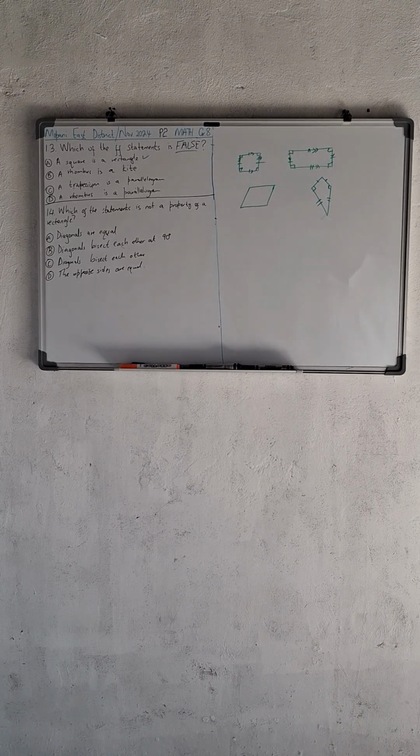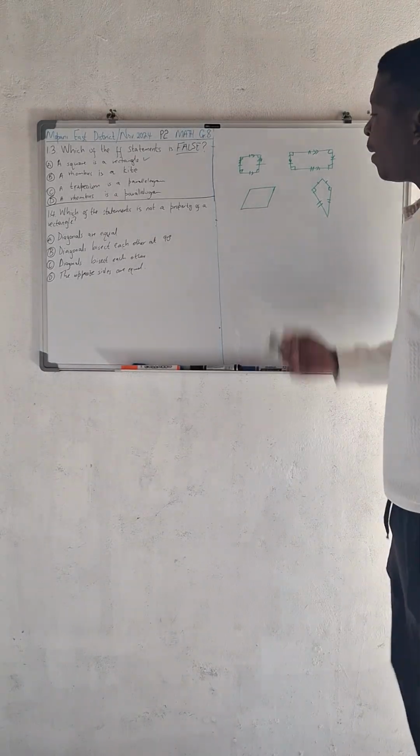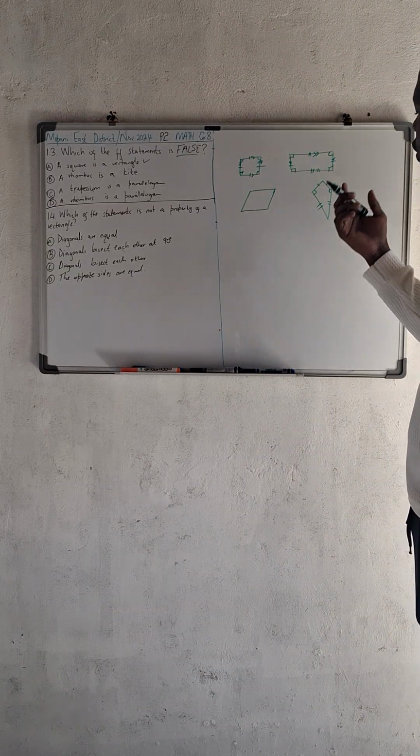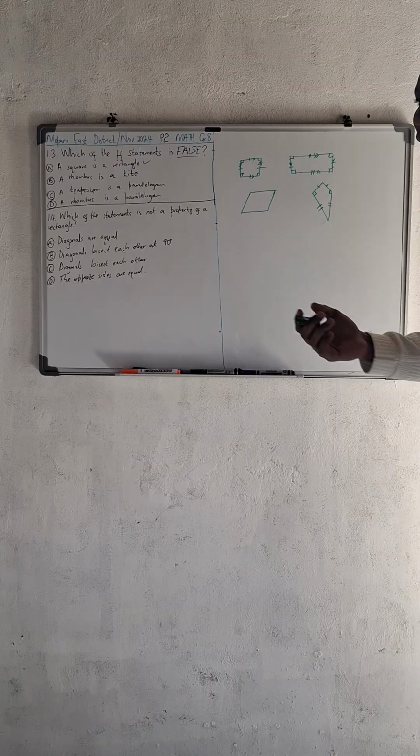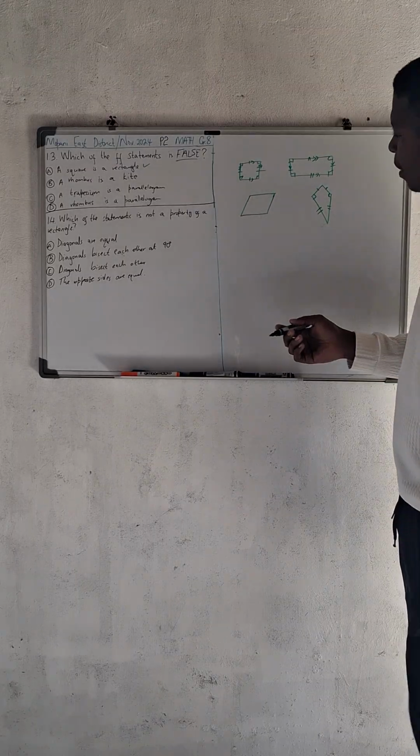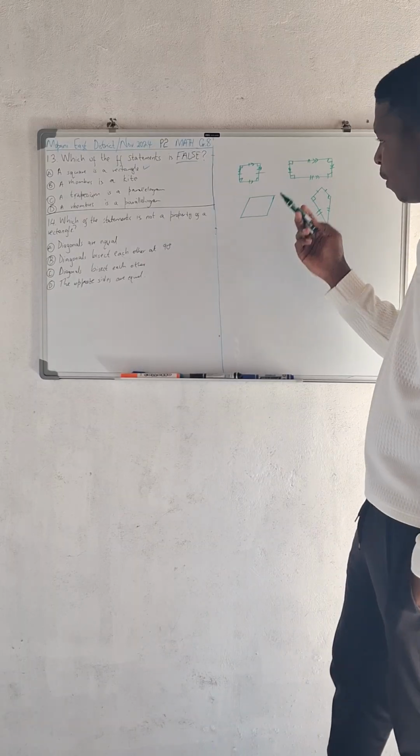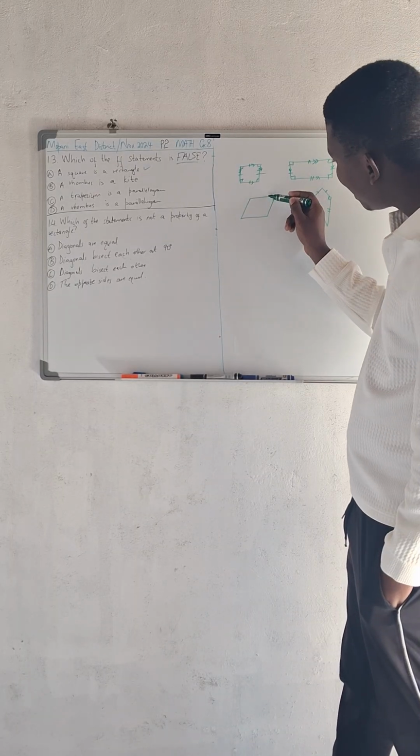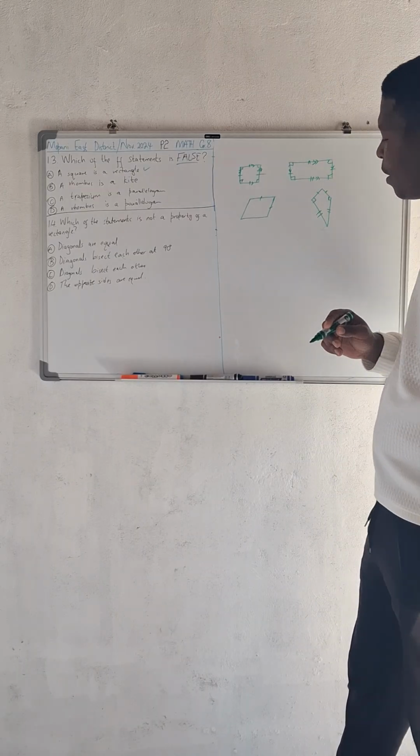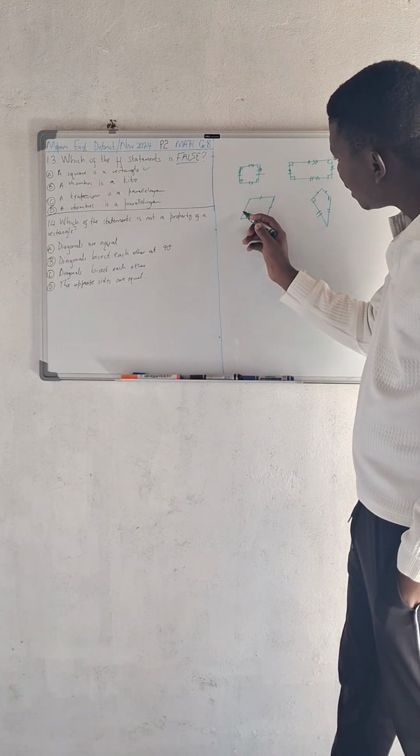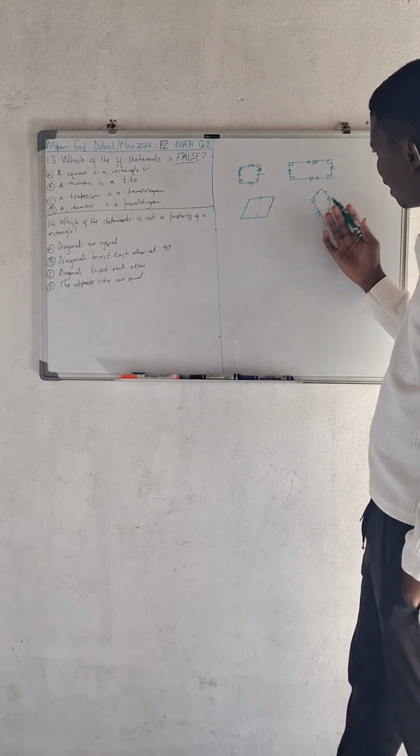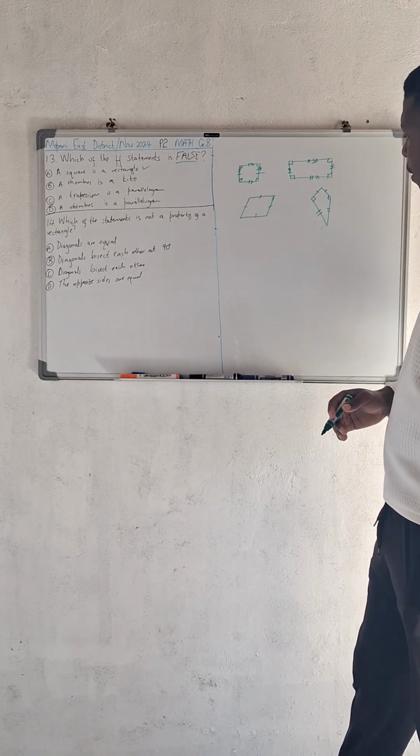Let us go. So what are the properties of a kite? Two pairs of adjacent sides are equal. Adjacent means one next to the other. So this side is equal to that one. As you know, all the sides of a rhombus are equal. These two sides are adjacent and they are also equal. So the property of a kite fits exactly in a rhombus.